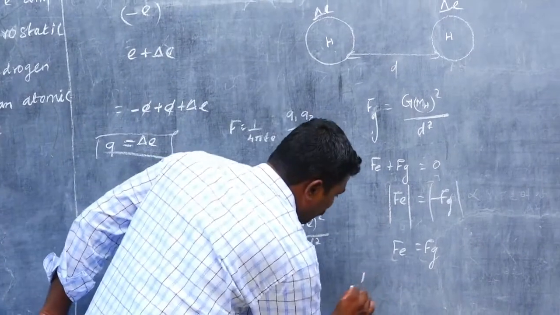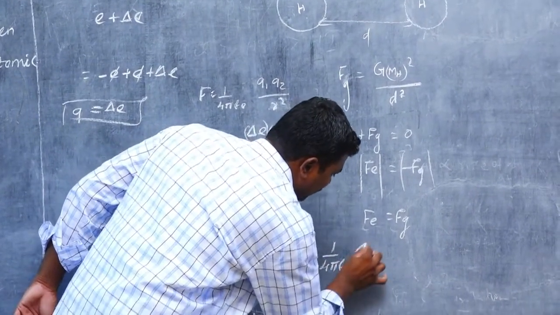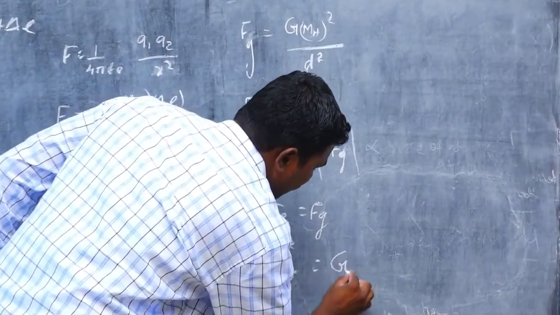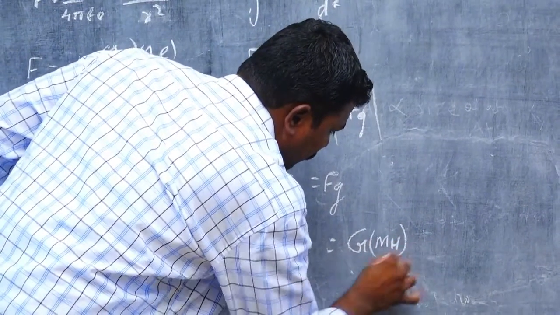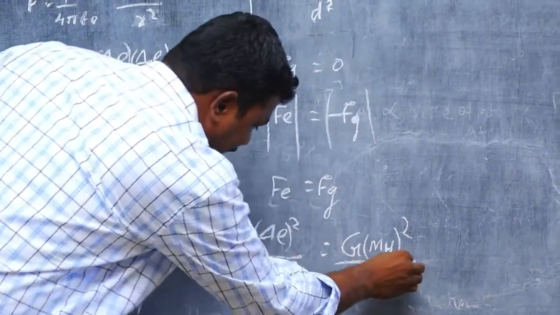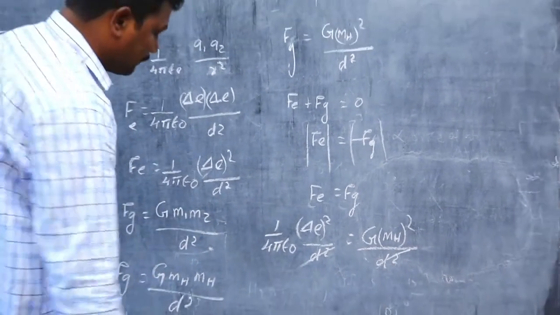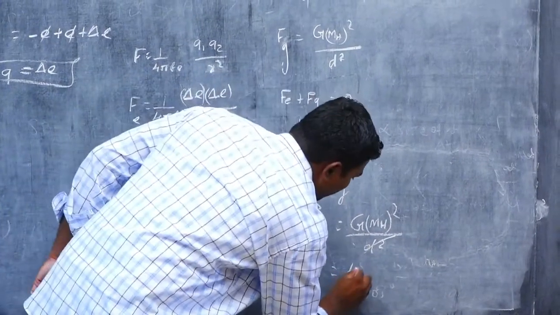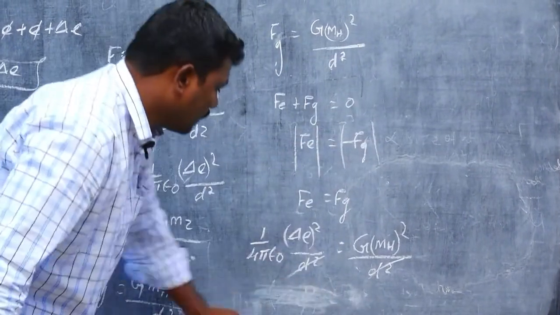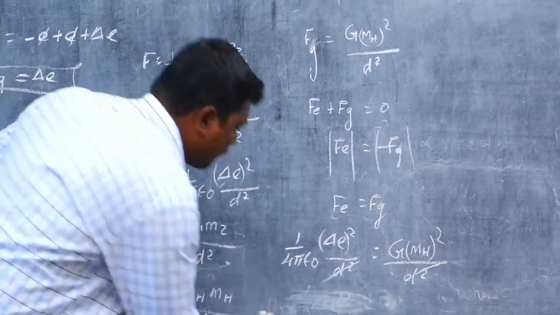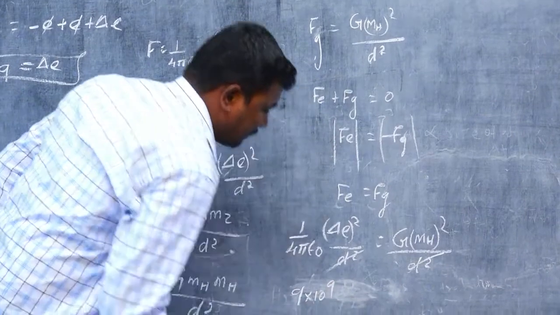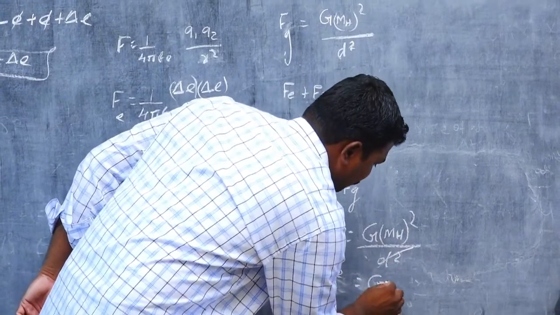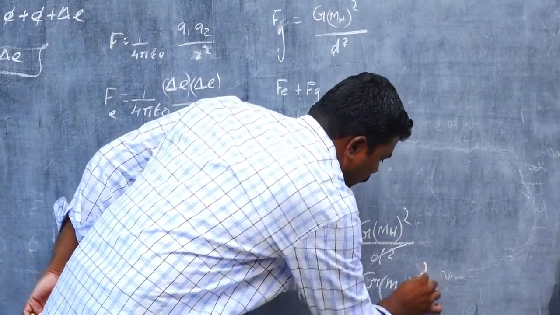Fe, what is the value? 1 by 4 pi epsilon naught del E square by d square. Fg is G m_H whole square divided by d square. d square cancels. The remaining term: del E square is equal to 4 pi epsilon naught G m_H whole square, and you know the value of 1 by 4 pi epsilon naught, 9 into 10 power 9, so del E square is G m_H whole square divided by 9 into 10 power 9.